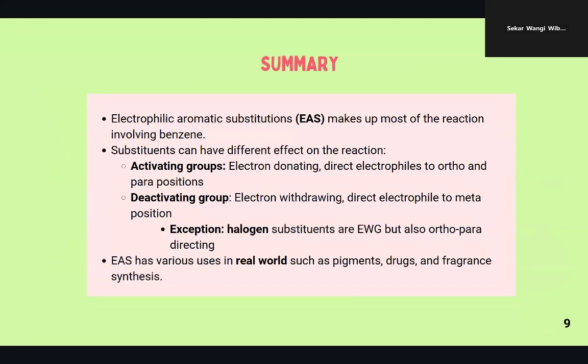Electrophilic aromatic substitution makes up most of the reactions involving benzene. Substituents can have different effects on the reaction. The first one is activating groups. They are electron donating and they direct electrophiles to the ortho and para positions. The second effect is deactivating groups. They are electron withdrawing groups. They direct electrophiles to the meta position. But there is an exception, which is the halogen substituents. They are electron withdrawing groups but also ortho and para directing. EAS has various uses in the real world, such as pigment, drug, and fragrance synthesis.